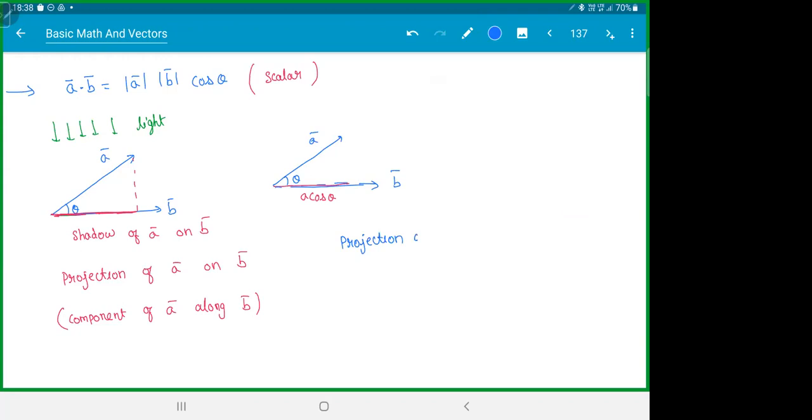Projection of a bar along b bar is given by a cos theta, that is the magnitude, into b cap. So this a cos theta gives you the magnitude, and b cap gives the direction. So if someone asks you to find the projection of a bar along b bar, he's asking to find the length of the shadow, and it is pointing in the direction of b bar. So whenever you want to find direction, you just simply multiply with a unit vector. So keep that in mind.